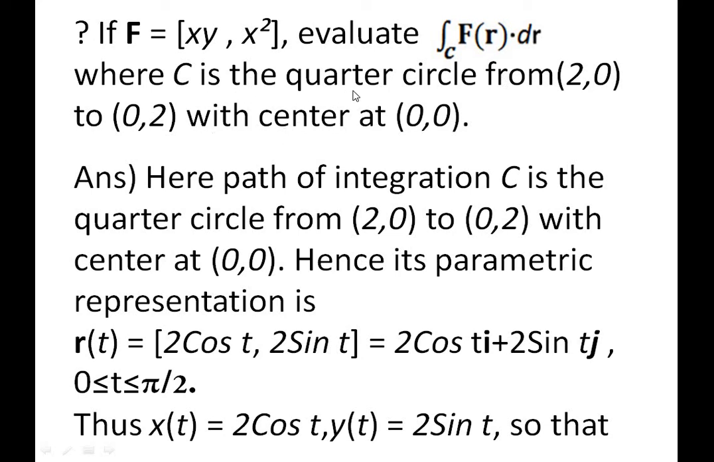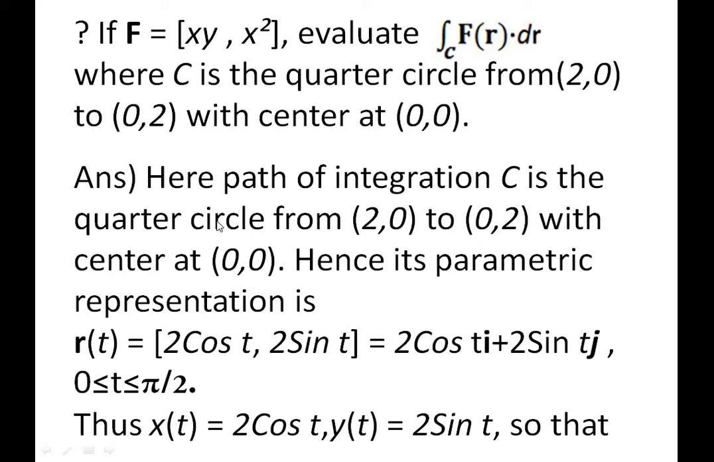We are given that the smooth curve is a quarter circle, only the quarter part of a circle whose radius is 2, because it varies from (2, 0) to (0, 2), with the center at the point (0, 0). Here the path of integration C is the quarter circle from (2, 0) to (0, 2) with the center at (0, 0).